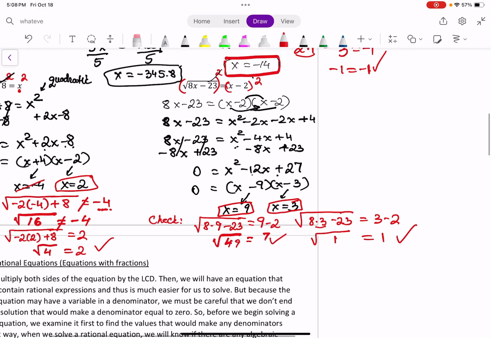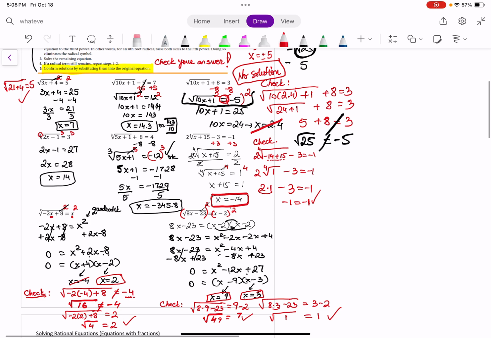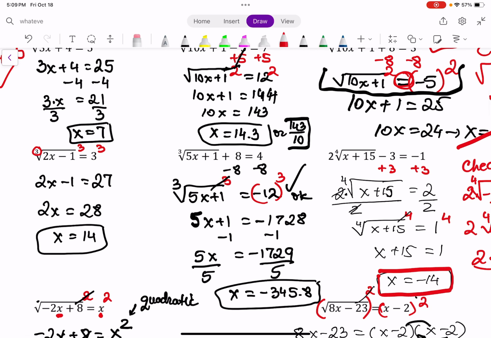All right, so that's how radical equations work for you. First of all, isolate the radical. Get the radical by itself, whether it's a square root or a cube root or any other root, get that root by itself and raise it to whatever power the index of the radical says. So if it's a cube root, then cube both sides. If it's a square root, then square both sides.